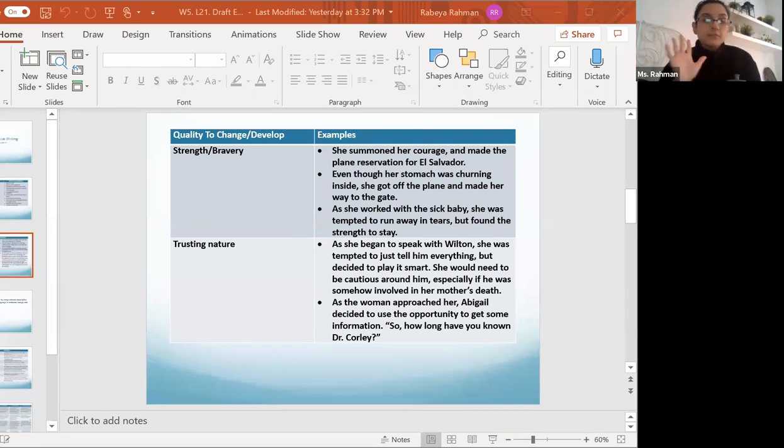So take about 5 more minutes. Remember, I want to see at least 2 character traits changing within this episode, and I need it to be exemplified through those sensory details, descriptive language, right? Think about how you can show readers. Don't tell us my character has become kinder. Show us, right?